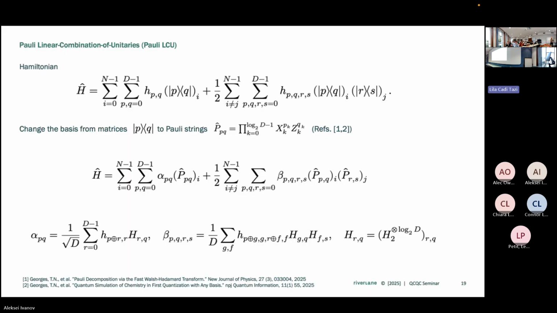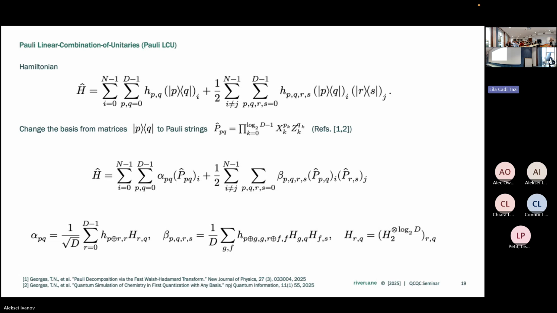So this is the Hamiltonian, which I already presented to you. What is the starting point in quantum algorithms? Quite often you want to come up with a linear combination of unitaries decomposition. It means that the matrix is given as a sum of unitary matrices with some coefficients, and this is a good starting point for many quantum algorithms. We know how to do it in second quantization. For example, you have annihilation and creation operators, you use the Jordan-Wigner map to map this Hamiltonian onto qubits, and you get your Pauli LCU.